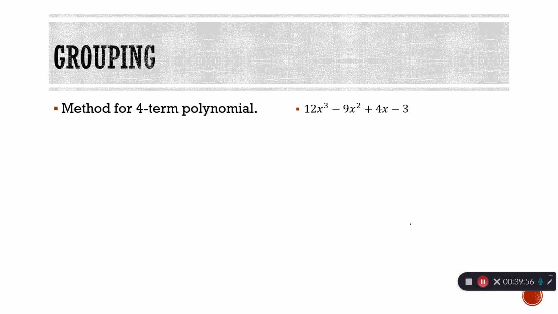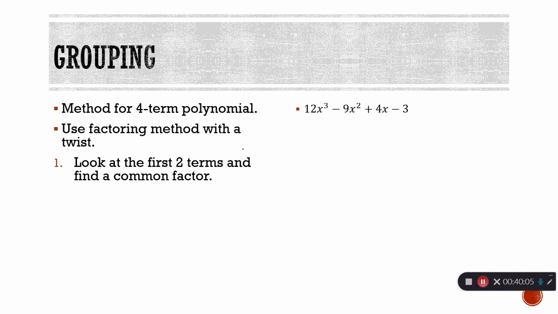Okay, so we're on to grouping. This is a method for a 4-term polynomial. We're going to use the factoring method, but with a twist. Okay, so first step, look at the first two terms and find a common factor. So just factoring. Okay, so I know that I got 12 and 9, that's going to be 3. And x to the third, x to the second, that's going to be x to the second. Okay, perfect.